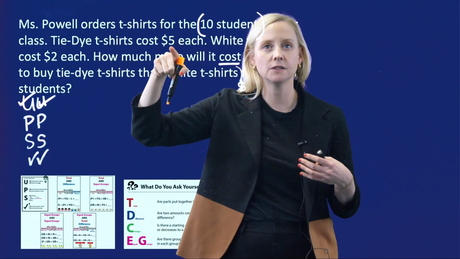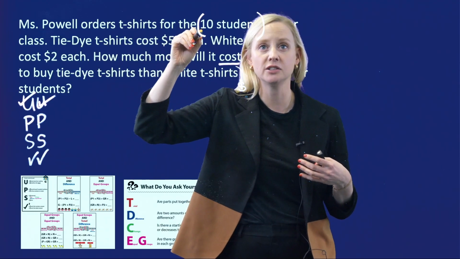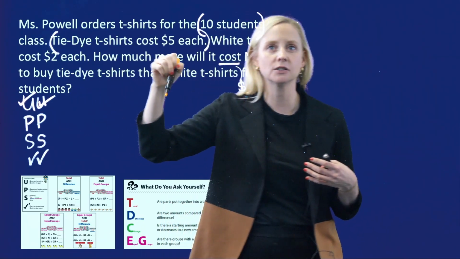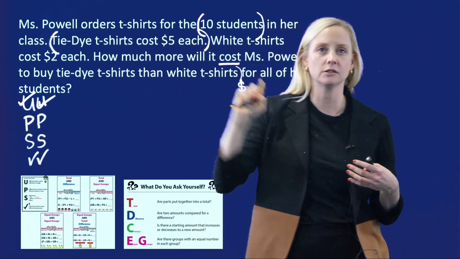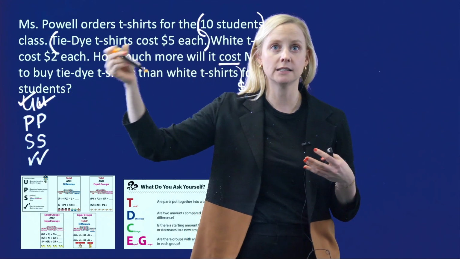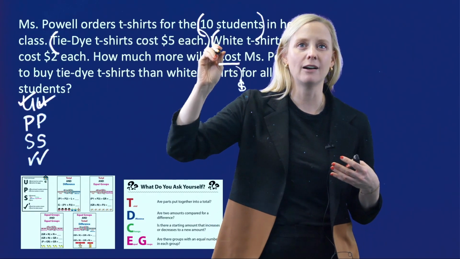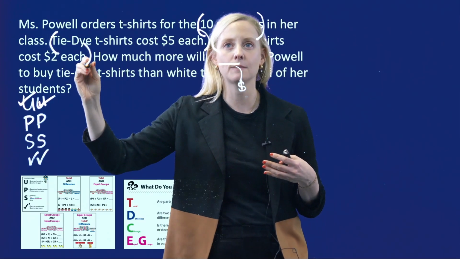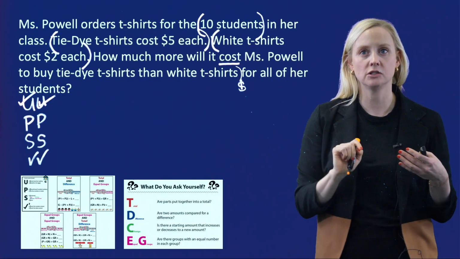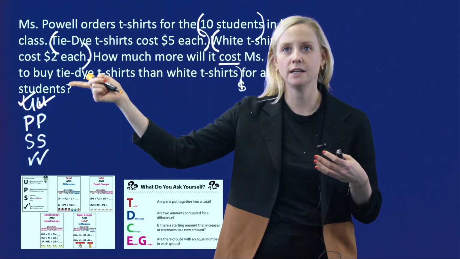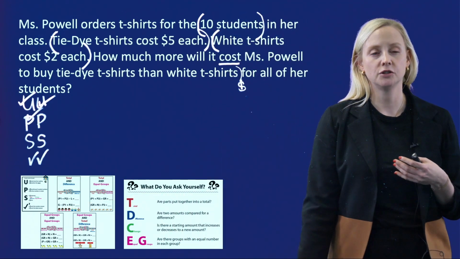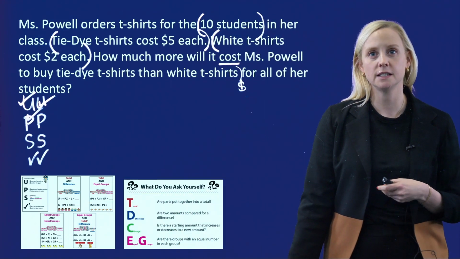My next number is 5. That's about tie-dye t-shirts. That's about money. I'm actually going to put that whole sentence in parentheses as a reminder that the tie-dye t-shirts are what cost $5. My next number is 2. That's about money. And I'm going to put that whole thing in parentheses so that I can remind myself that $2 is related to the white t-shirts. I don't have any more numbers, so I can put a check mark next to that first P, parentheses, needed numbers.